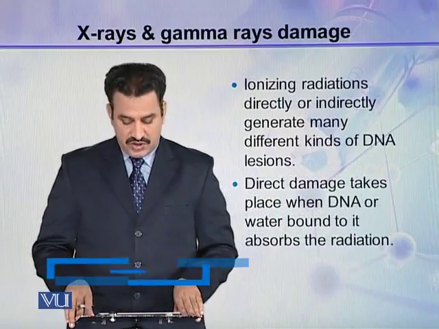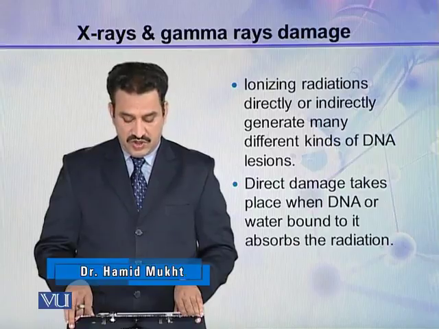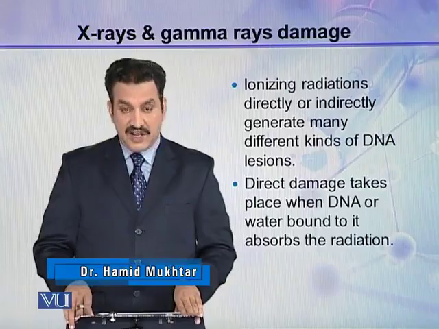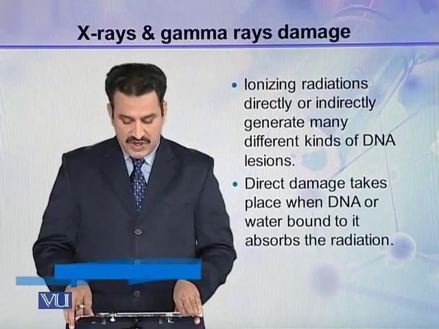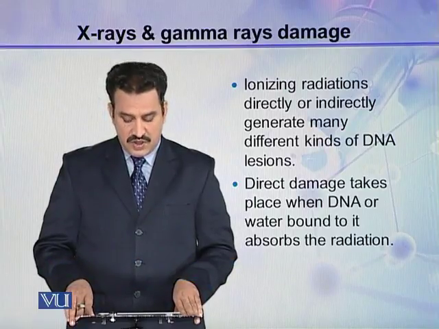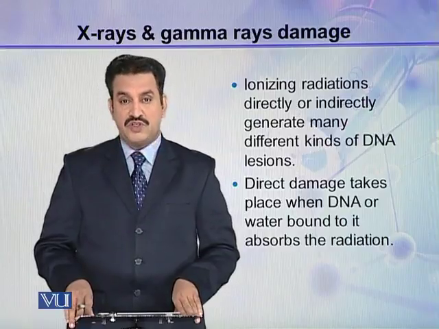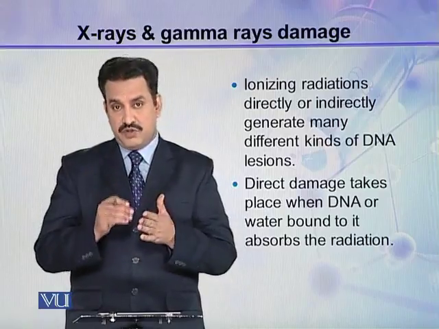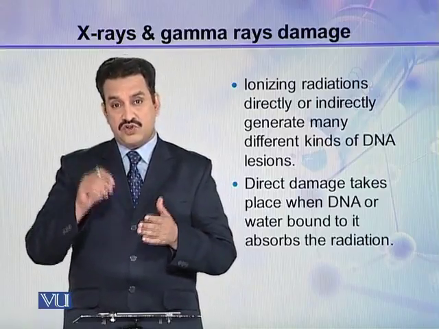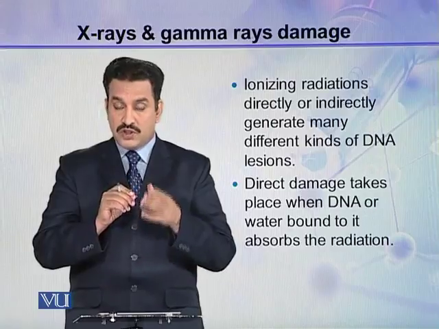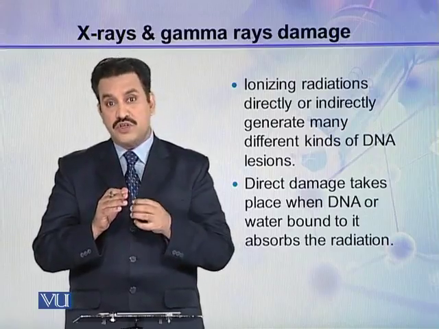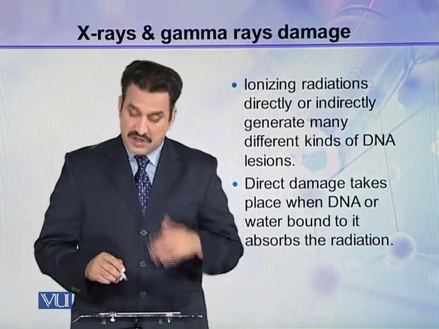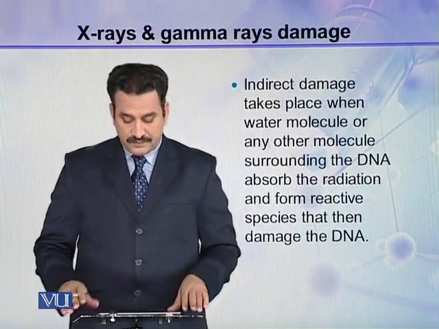Ionizing radiations directly or indirectly generate many different kinds of DNA lesions. Direct damage takes place when DNA or water bound to it absorbs the radiation. So this is one way of direct damage. Either the radiation strikes the DNA molecule or the water molecule which is bound to the DNA molecule. In both cases, direct damage will take place.